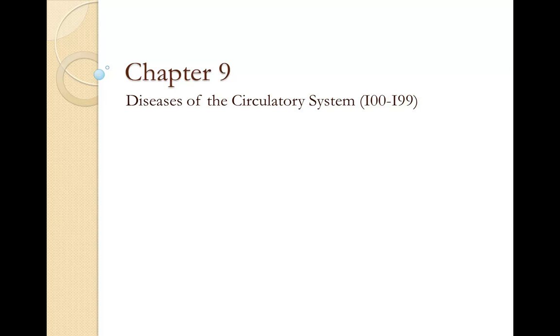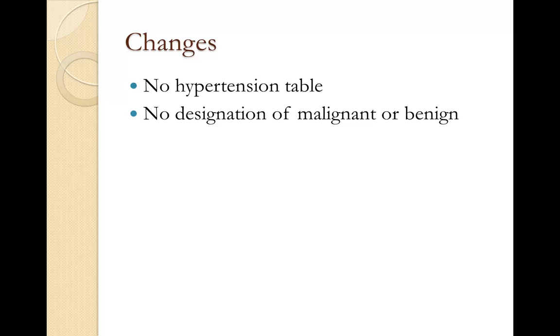All right, let's take a look at Chapter 9. This is Diseases of the Circulatory System. Those of you that are familiar with ICD-9 know that we do have several guidelines out of this chapter. Thankfully, some of them have not changed. Some are a little bit different. So these are our I codes, I00 to I99.